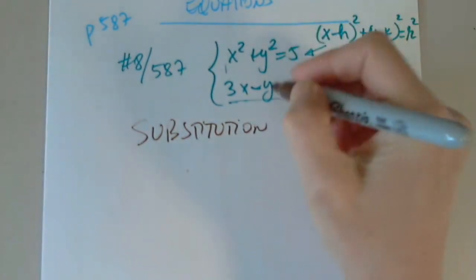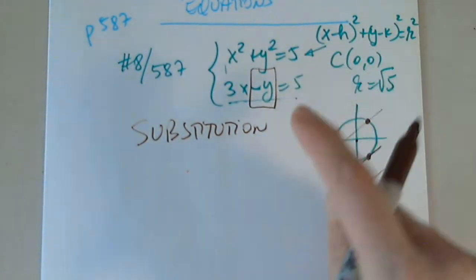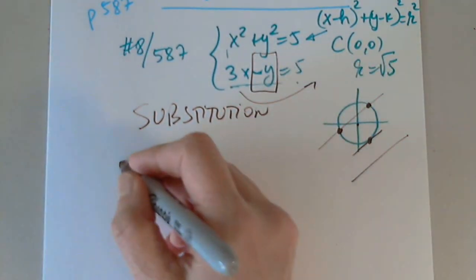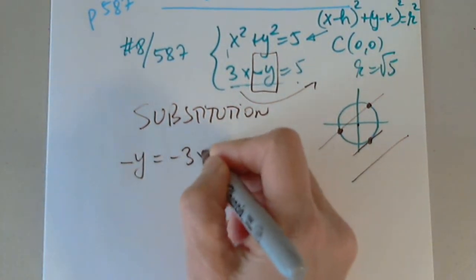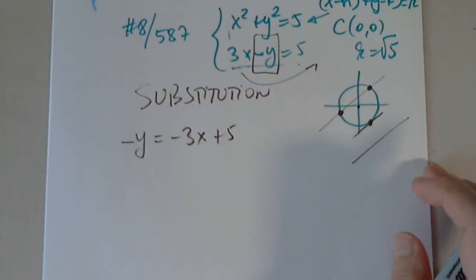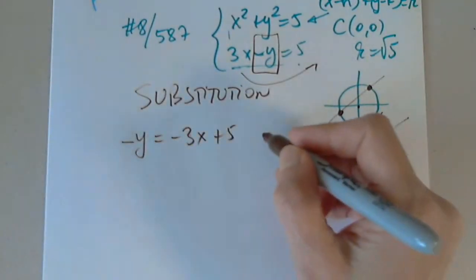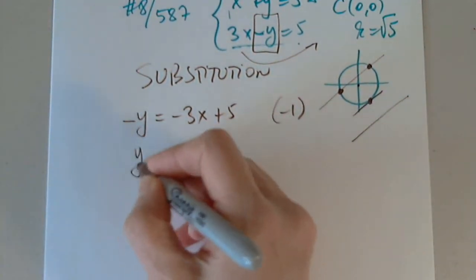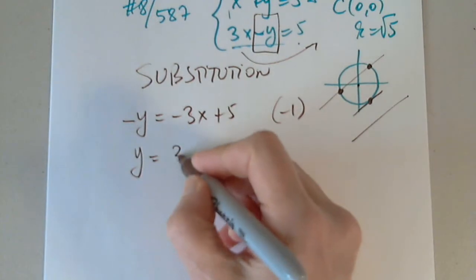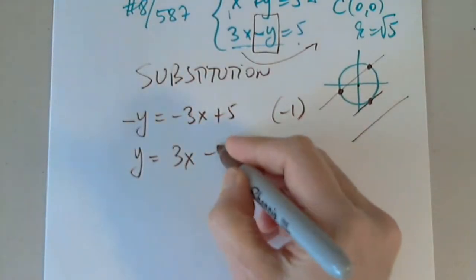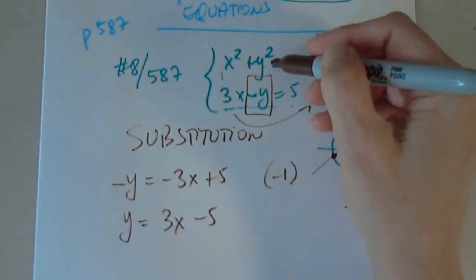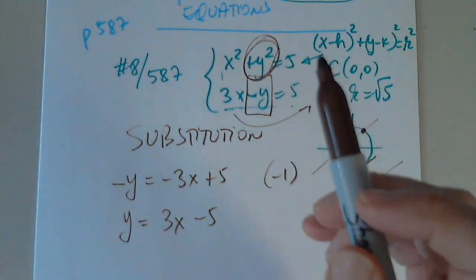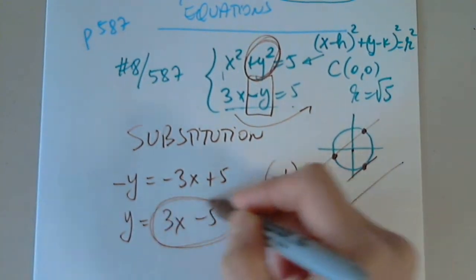So my only chance is to solve the second equation for y. Of course, first for negative y. So negative y equals negative 3x plus 5. Yes, I will divide or multiply by negative 1 to solve for y. So then y equals 3x minus 5. And I have now to go to the first equation and replace y with this.